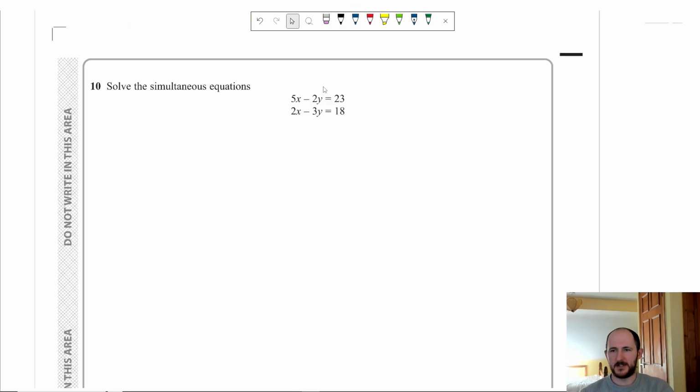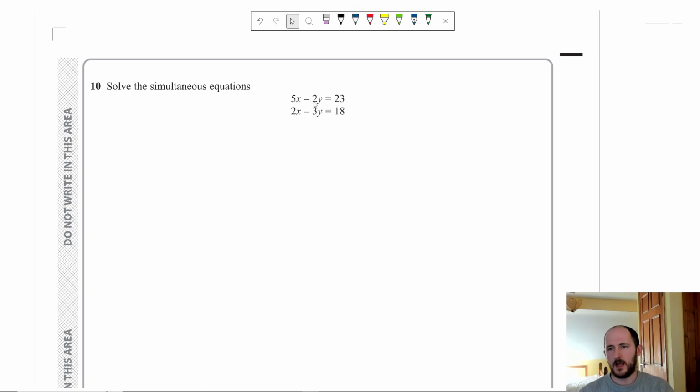Solving simultaneous equations, a classic question. It will come up, it's guaranteed, on paper 1, 2 or 3. I would suspect paper 1, but solving these equations is very important, especially if you want to do A-level maths, you'll be solving simultaneous equations constantly. So what's the method here? Well, you want to make either x or y the same, so you can add or subtract the equations.